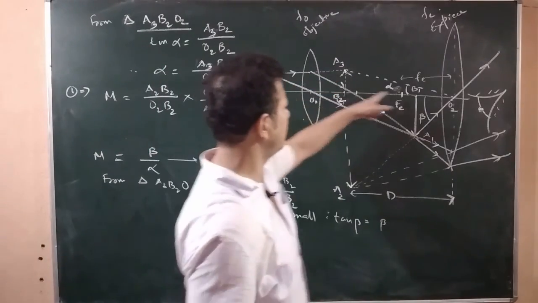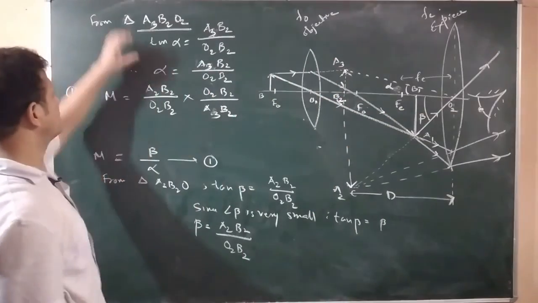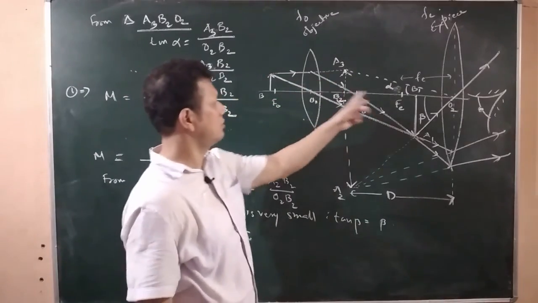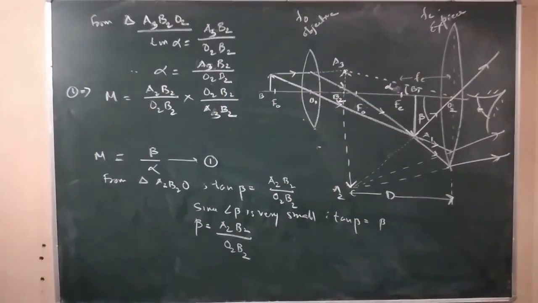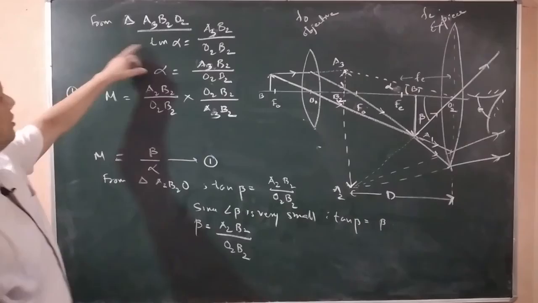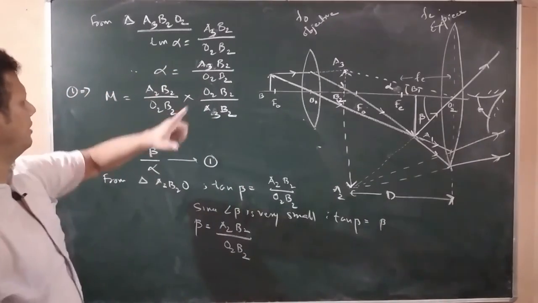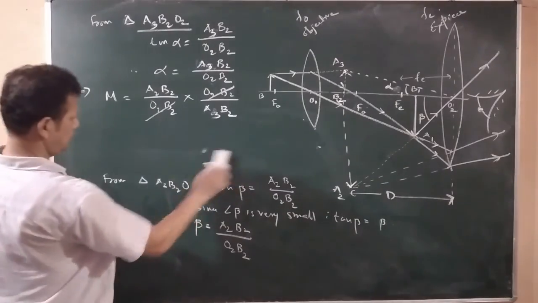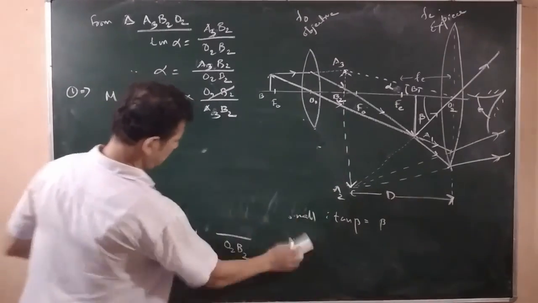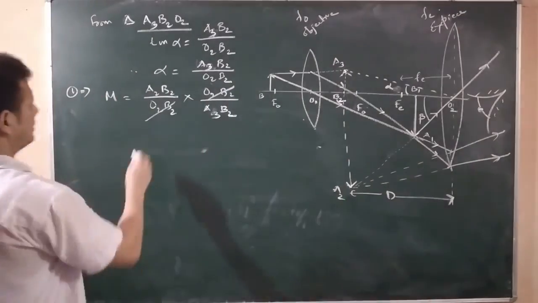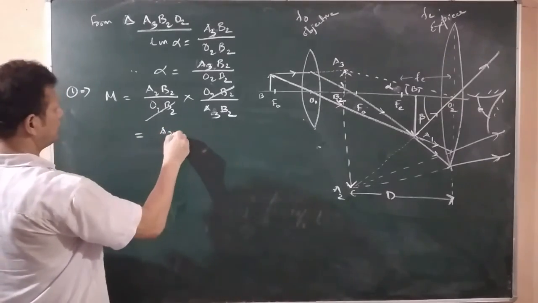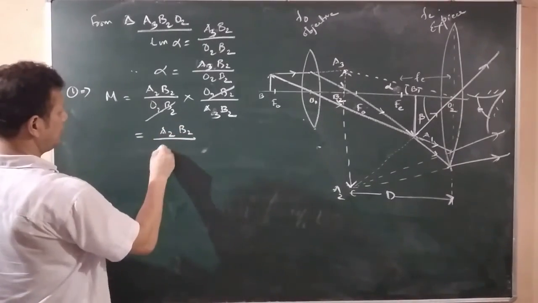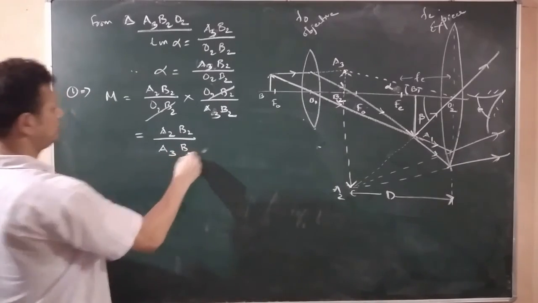A3 B2 O2. You have to consider this triangle A3 O2 B2 O2. So in this triangle, tan alpha is this much. Alpha, the two will cancel. After getting cancelled, what remains? A2 B2 by A3 B2.